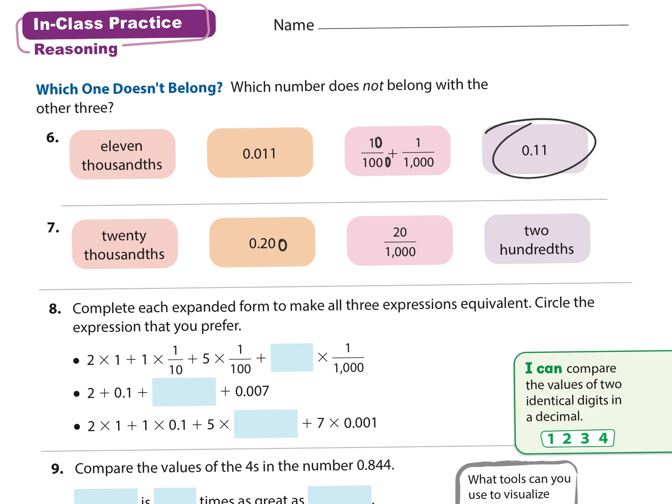2 hundredths. Jeb, explain. So there's a 2 in the hundredths place and a 0 in the thousandths place. Yep. So if I write 2 hundredths like this, I could tack on a 0, and now I read it as 20 thousandths. So which one doesn't belong? The orange one. Very good.